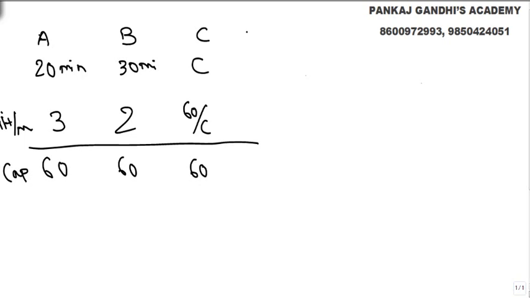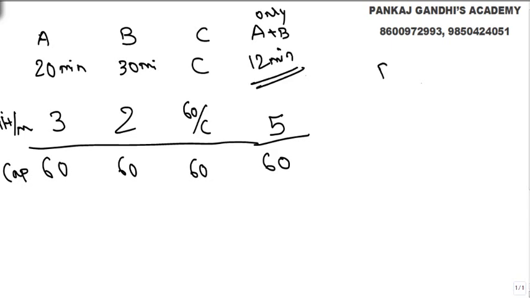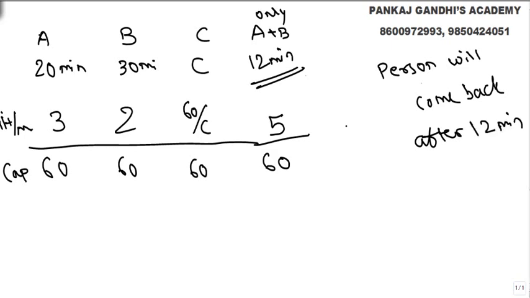A person opened only A and B, and he thought only A and B are there. So per minute 5, so he knows in 12 minutes it should be filled. So we know the person will come back after 12 minutes. Now what he realizes is that in those 12 minutes even C was emptying. So what all C empties in 12 minutes, only that much is to be filled, because otherwise the tank was completely filled.